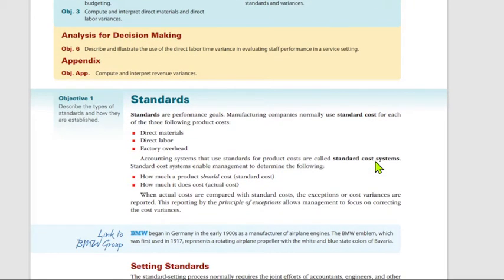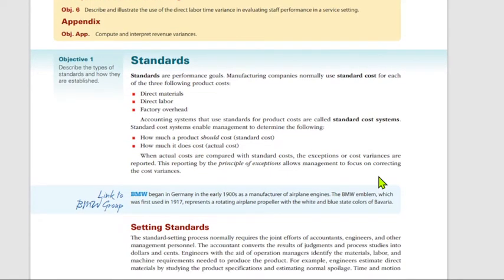Okay. So what does a standard, as a review, all about? The standards, these are goals or performance goals. We look at standards as we look at our goals. So in a manufacturing company, you are measured by performance goals based on the following product costs: direct material, direct labor, and factory overhead. Okay? So accounting systems that use standards for product costs are called the standard cost system or the standard costing system in some books. So that is the background of what standard costing is all about.